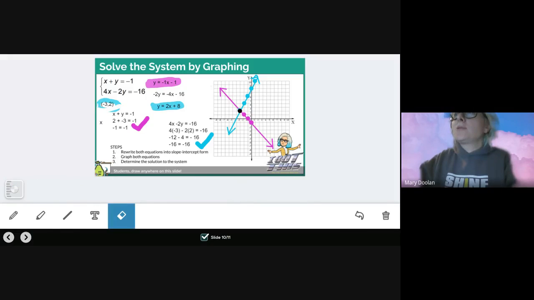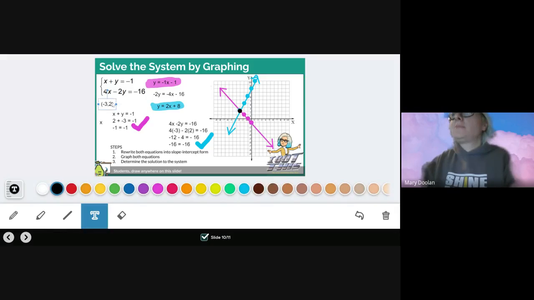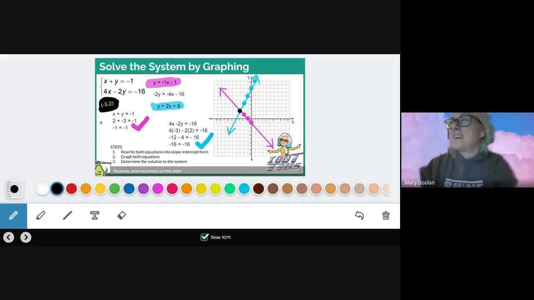I don't want to use blue. Actually, let me use something different. Let's use yellow as a highlighter. No, that's not what I wanted to do. Oh, that's interesting. That works. There we go, our answer is in highlighter. Okay, so it works. This is the solution to this system of equations.